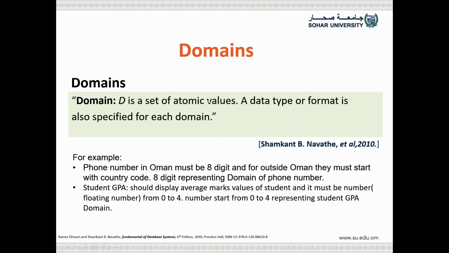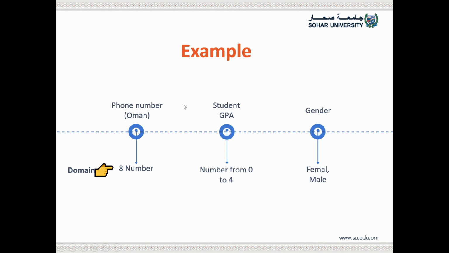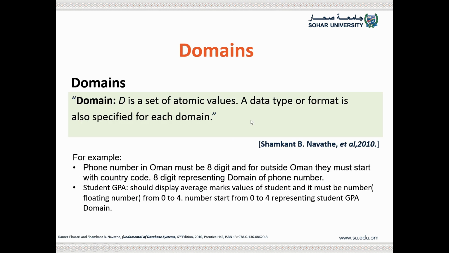So a domain is a value that is set to represent a unique ID for something, like a student ID. This is a domain. Okay. Phone number, we have 8 digits. Student GPA from 0 to 4. Gender, female or male. So this is a domain.